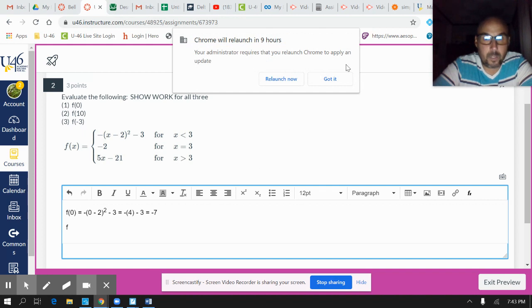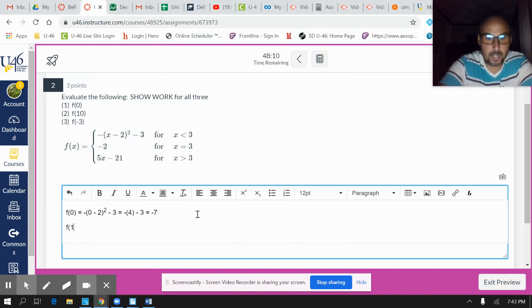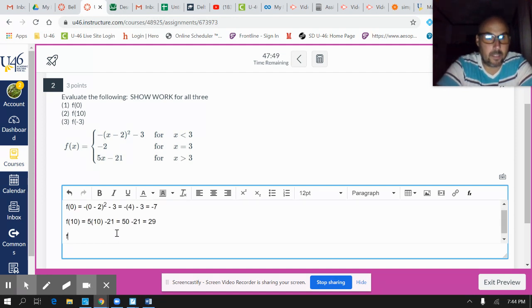The next one is f of 10, and 10 is not less than 3. 10 doesn't equal 3. 10 is greater than 3. So you're using this piece of the function. So 5 times 10 minus 21 equals 50 minus 21, which equals +29. Full credit, full stop. The third one is f of -3. Well, -3 is less than 3.